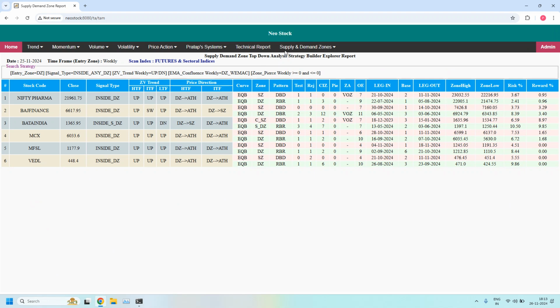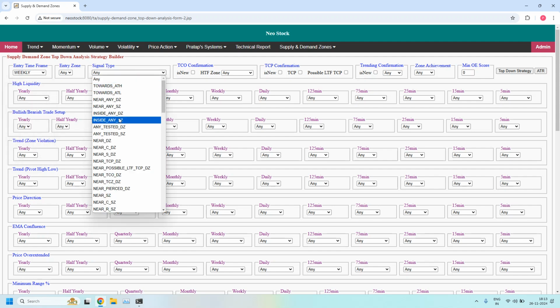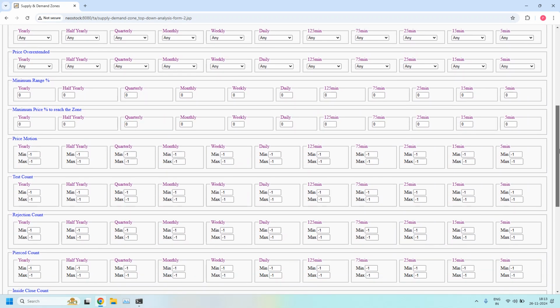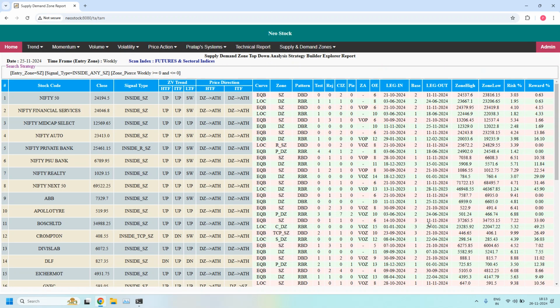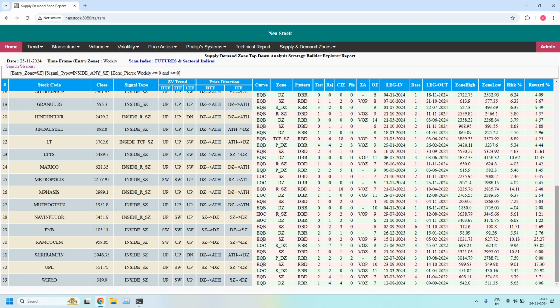Okay, next, weekly time frame. Price closed inside weekly supply zone, and these weekly supply zones should not be pierced. So in the pierced count, weekly time frame, I am setting minimum value 0, maximum value 0. Let's filter. Good number of stocks are there. I am scrolling the list down. Further scrolling down. So total 33 stocks are filtered.